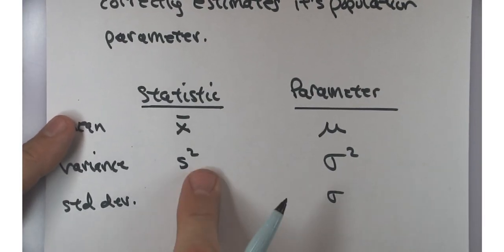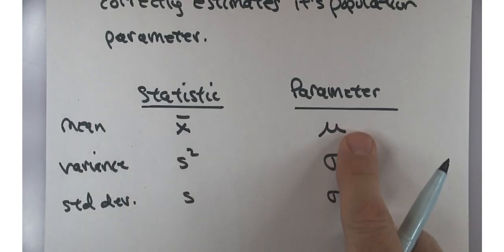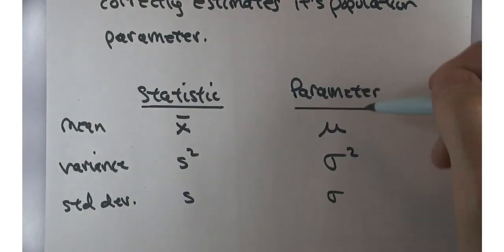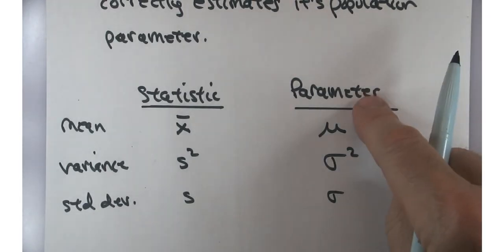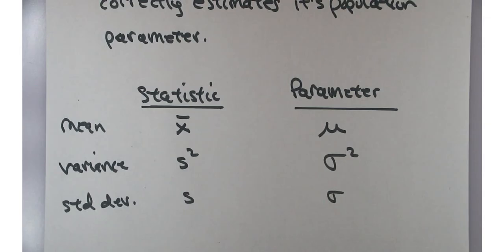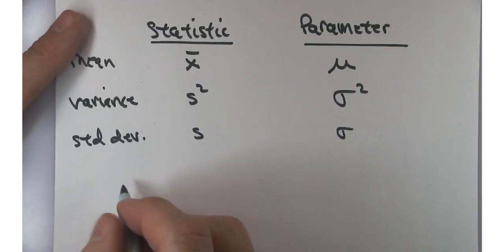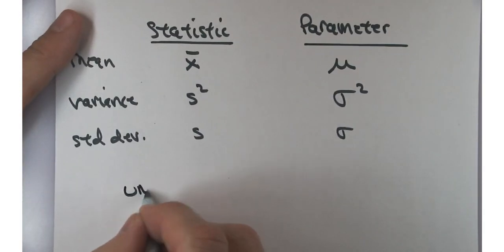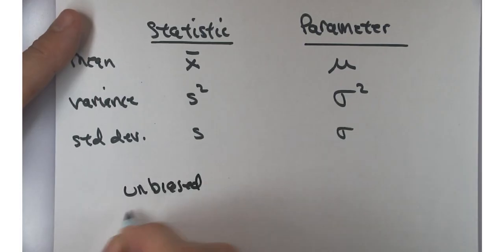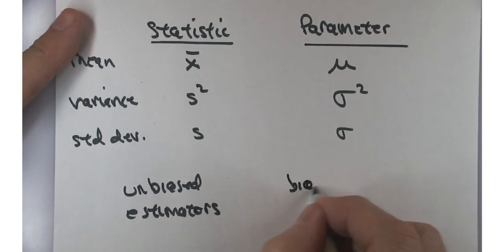When we're working with statistics, we hope that our statistic gives us a good estimate of our population parameter. We often don't have these values because that would mean you have to take a census of everybody in your population. That might be impractical or in some cases impossible. So let me give you a list of unbiased estimators and biased estimators.